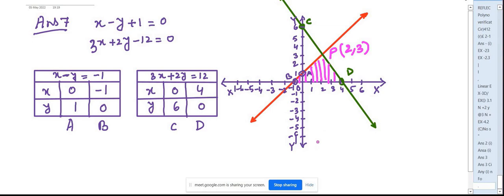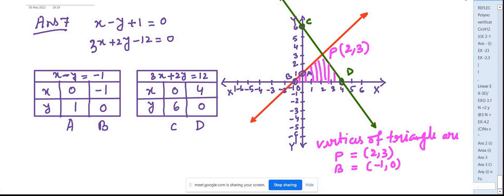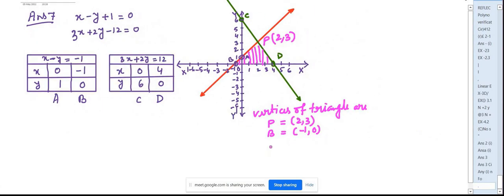So the vertices of the triangle are P equals 2, 3. Then one vertex is B, B is minus 1, 0. And one more vertex is C, and C equals 4, 0. So this was a very good question.